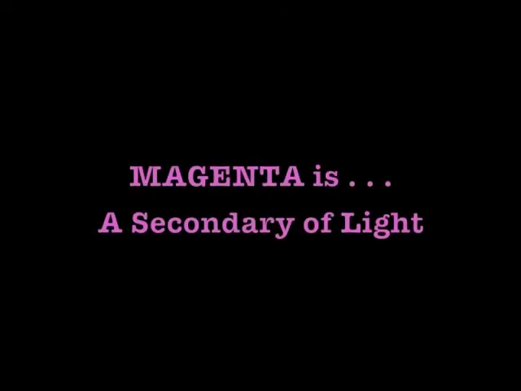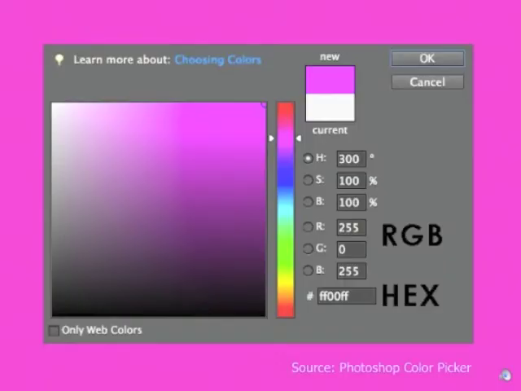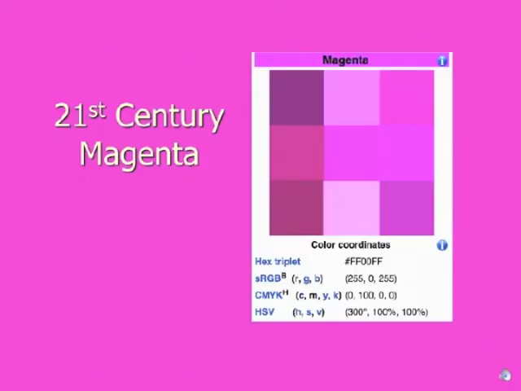In the RGB system used on the computer, magenta is 255 red, 0 green, and 255 blue. Or in hex, it's FF00FF. 21st Century Magenta in Wikipedia has these color coordinates. You can see the FF00FF, the 255, 0, 255, and then the CMY 0, 100, and 0. That's because the 2 systems are reciprocal.